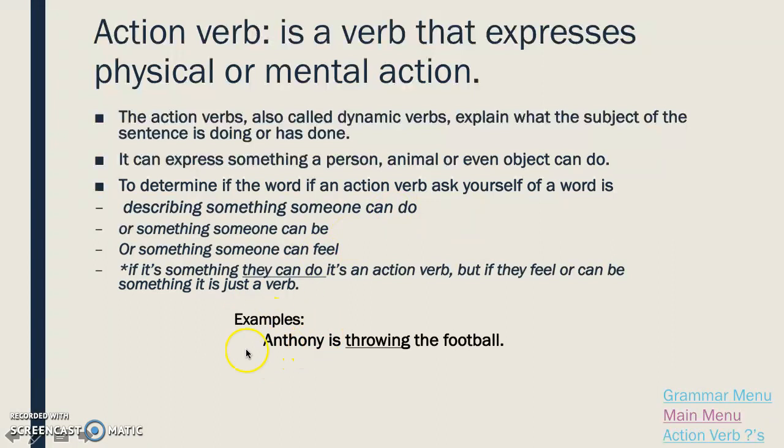So an example here: Anthony is throwing the football. Now, what is Anthony doing? He is throwing. So therefore, throwing will be our action verb. The dog ran across the yard. Now, what is the dog doing? He is running across the yard. So ran here would be our action verb.